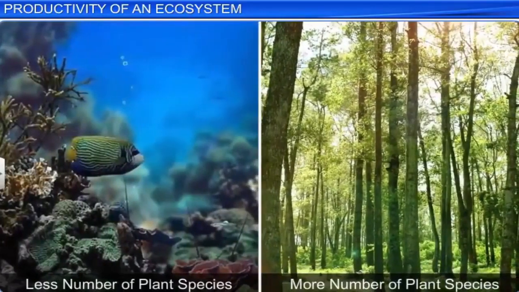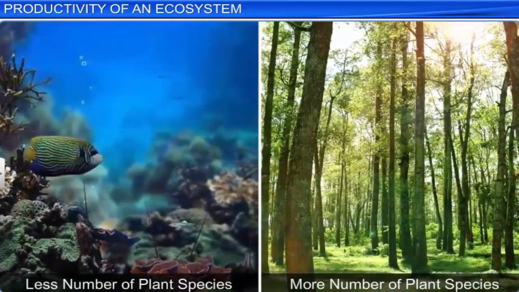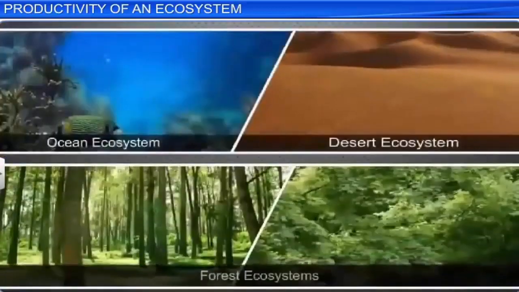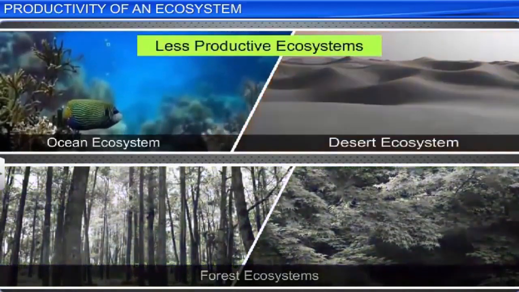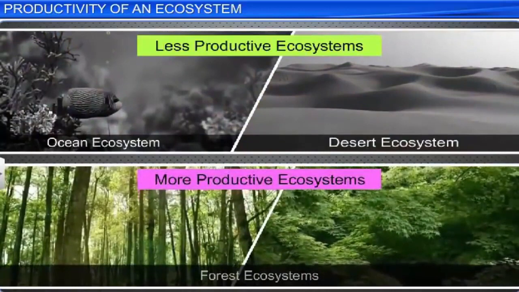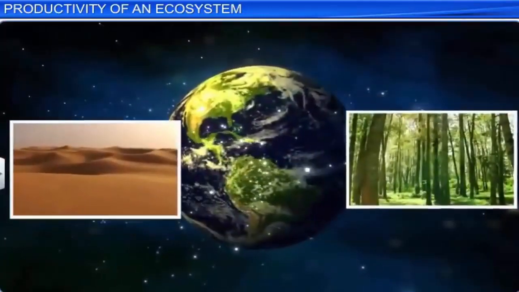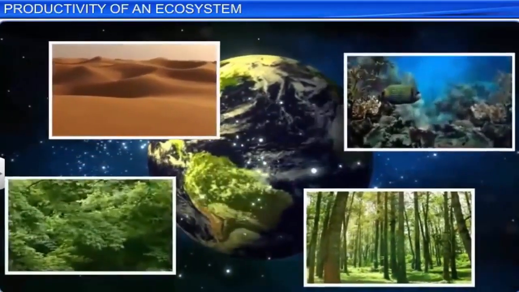The low NPP of oceans can be attributed to the small number of plant species inhabiting the oceans compared to land. So, the least productive ecosystems are the ones limited by sunlight and water, while the most productive ecosystems are the ones with high temperatures, plenty of water, and nutrients. In this manner, productivity is vital for the production of biomass in any ecosystem.